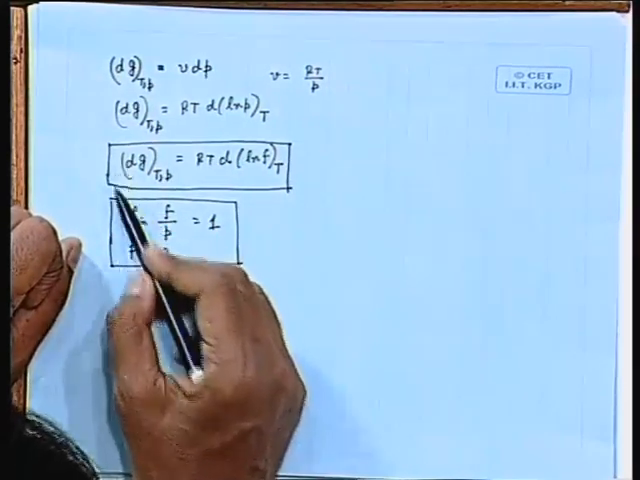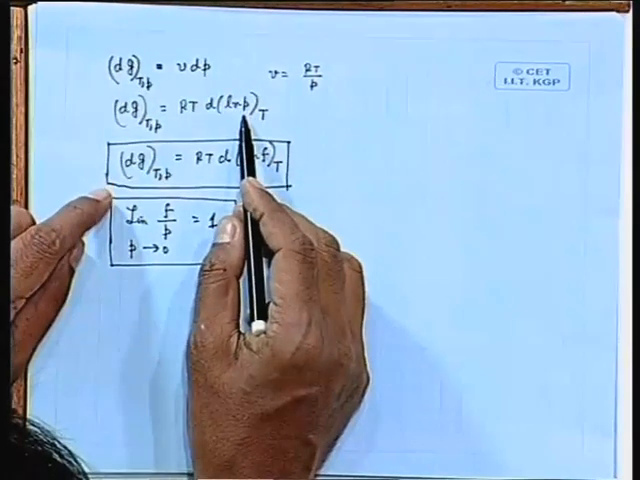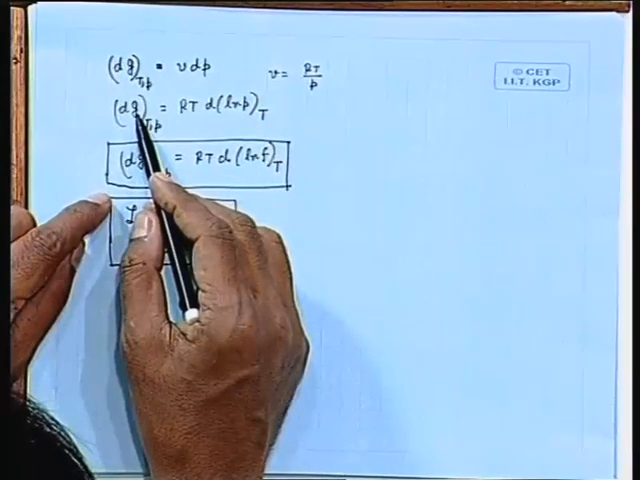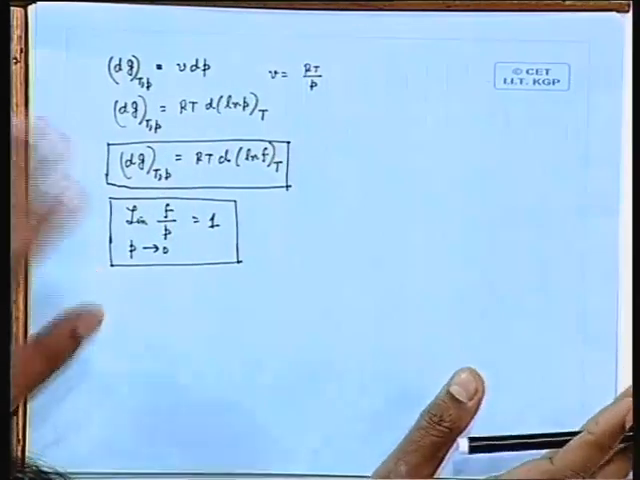Therefore, in general we see that fugacity plays the same role as pressure does in an ideal gas, in defining the change of molar Gibbs function at constant temperature. So, this concept was given last class.